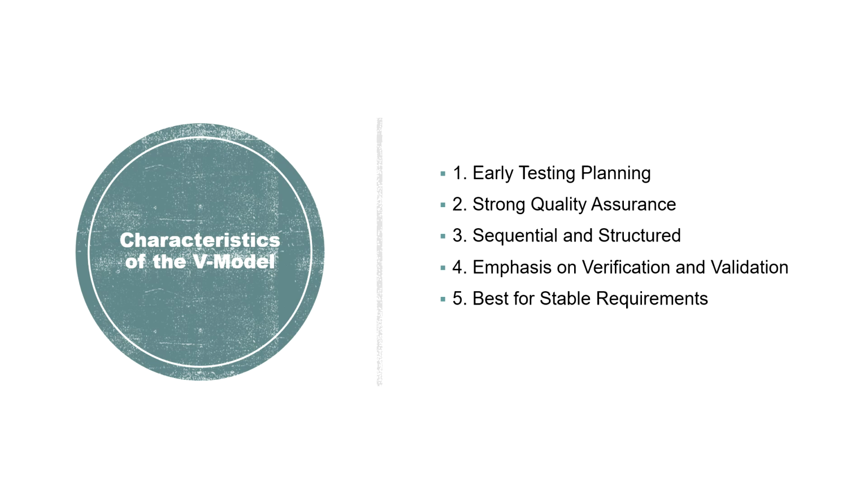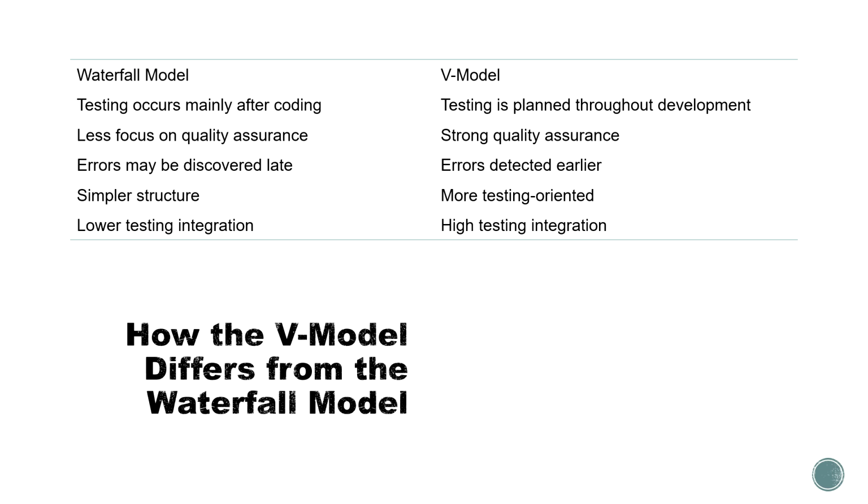And the V model is best suitable for stable requirements because it comes in the category of the predictive models. So it works best when requirements do not change frequently. How the V model is different from the waterfall model? So in the waterfall model, testing mainly occurs after coding is completed. But in V model, testing is planned throughout development, as I have already explained. This is the most important difference.